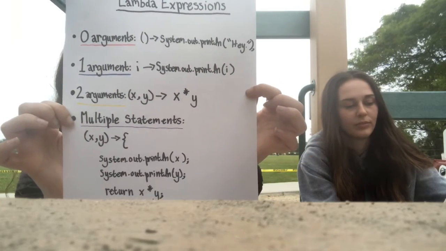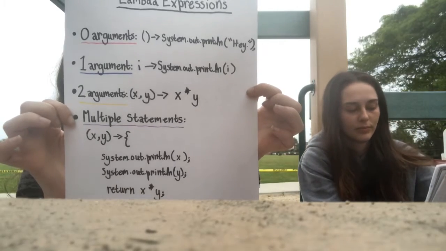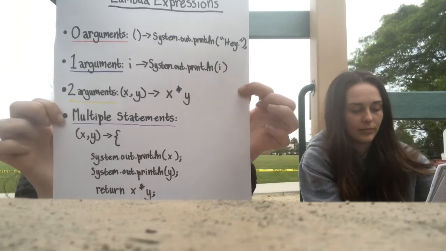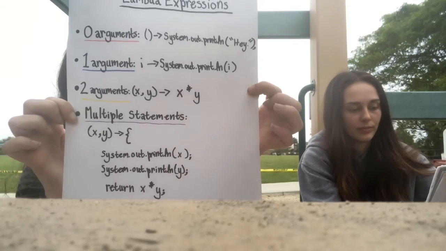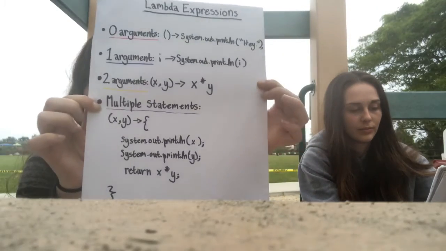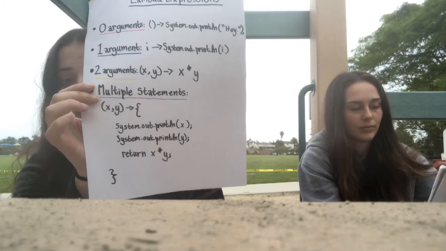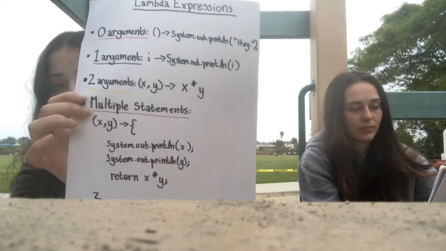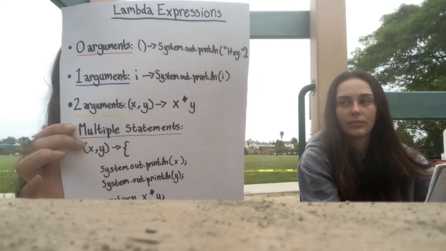If you have 2 arguments, you'll just put them in a set of parentheses with commas and then your expression's body. And for multiple statements, you can do it just like a standard method. You can pass in variable names, and the lambda expressions will allow you to take code as data.